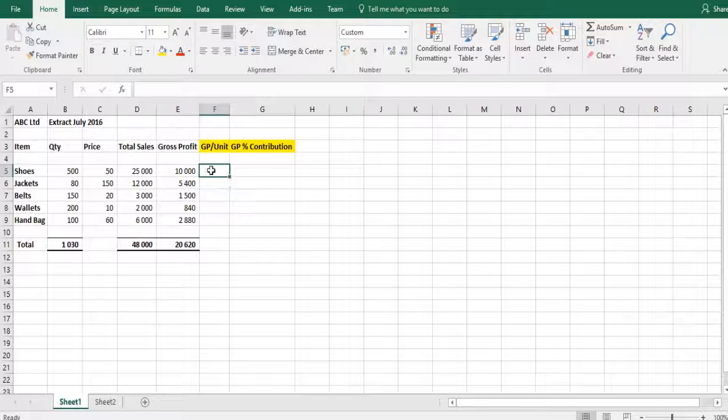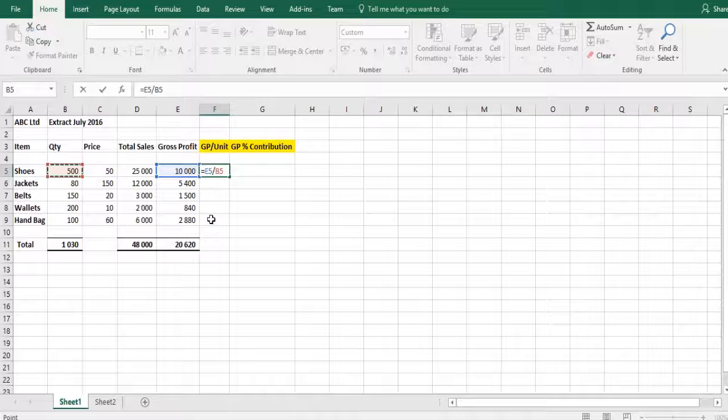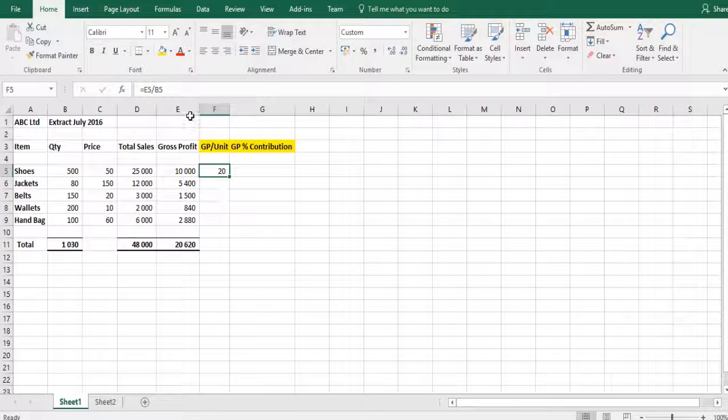So if we have a look at this example, if we want to calculate gross profit per unit, we type in our formula: total gross profit for the item divided by the number of units or quantities, and we get our result. If you have a look at the formula bar, you see it refers to cell E5 divided by B5.